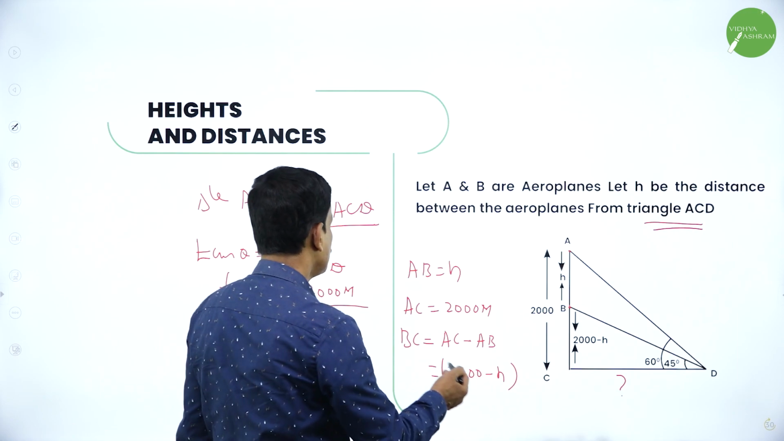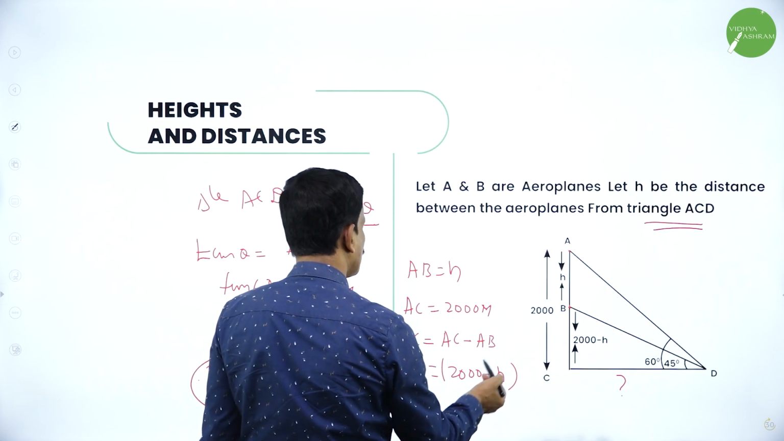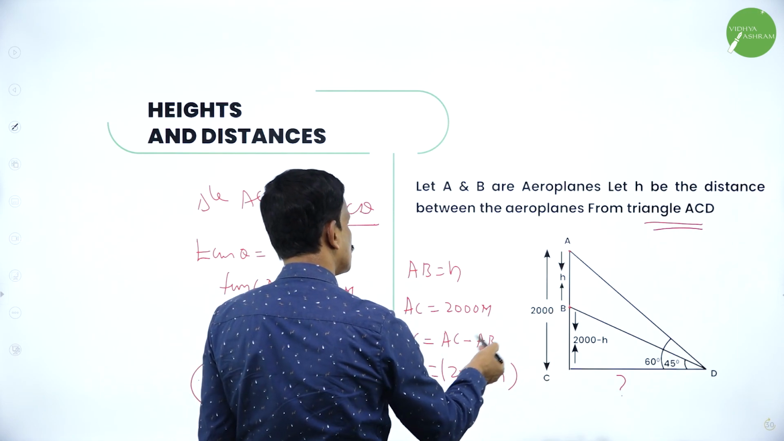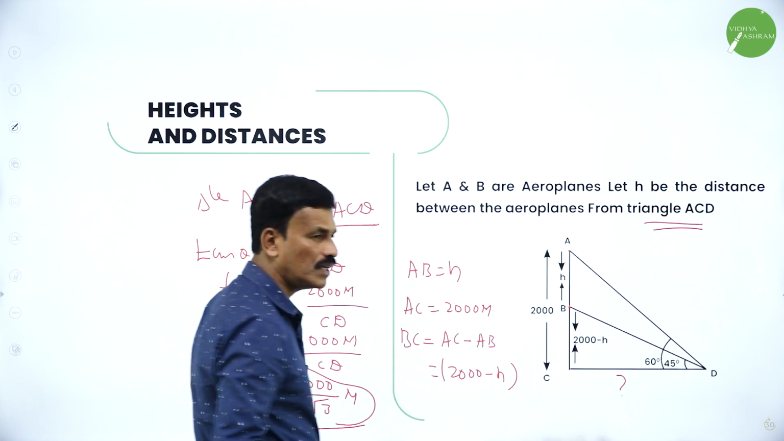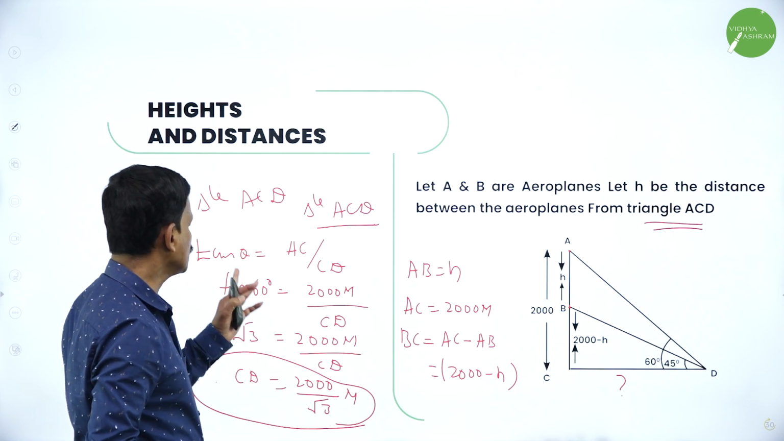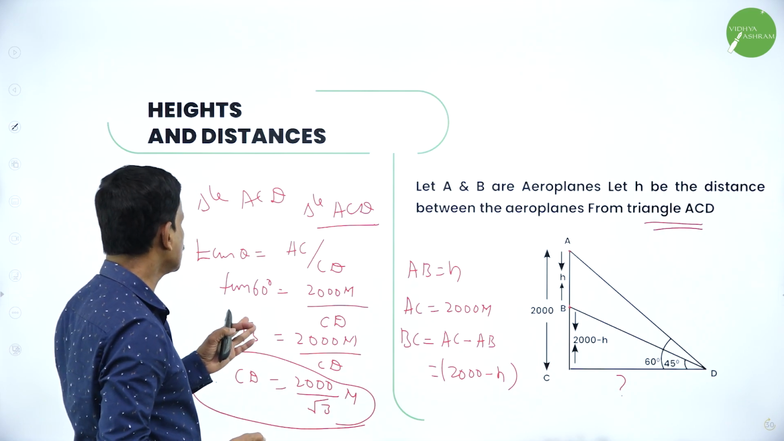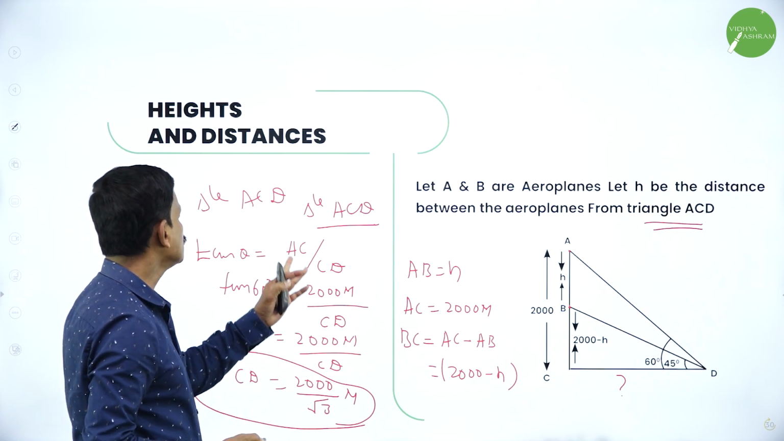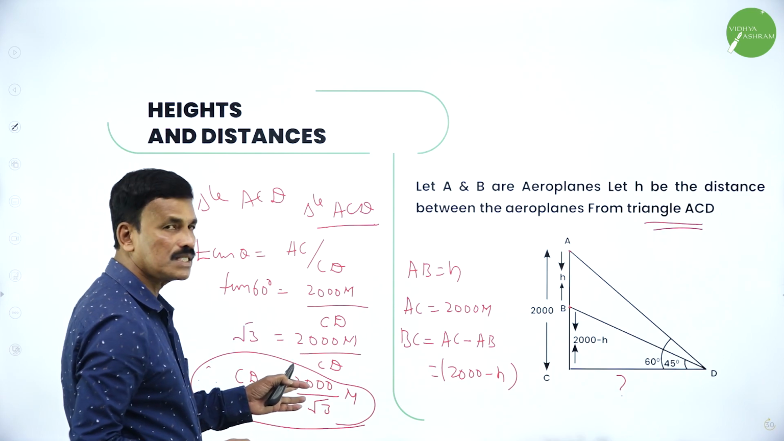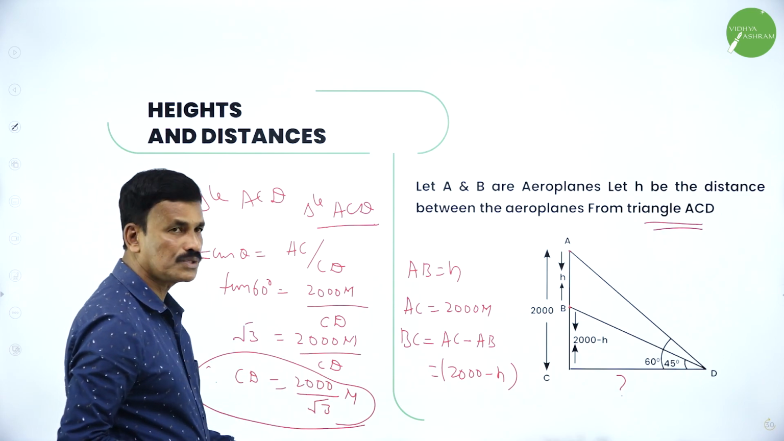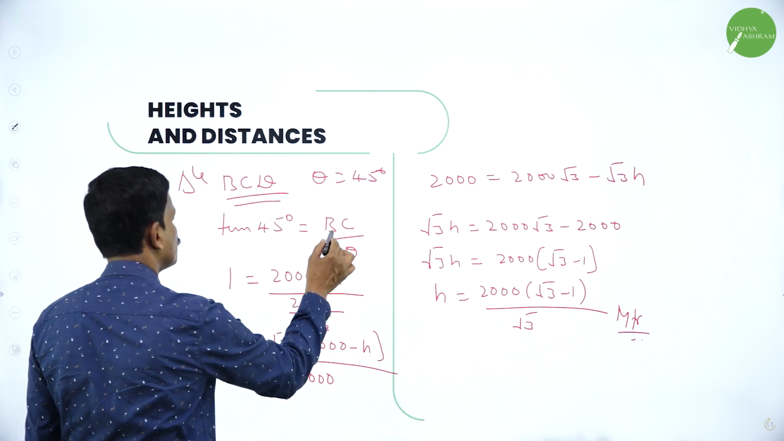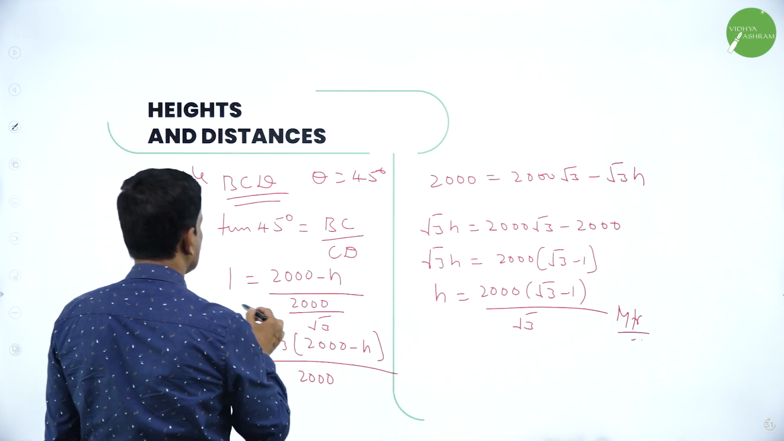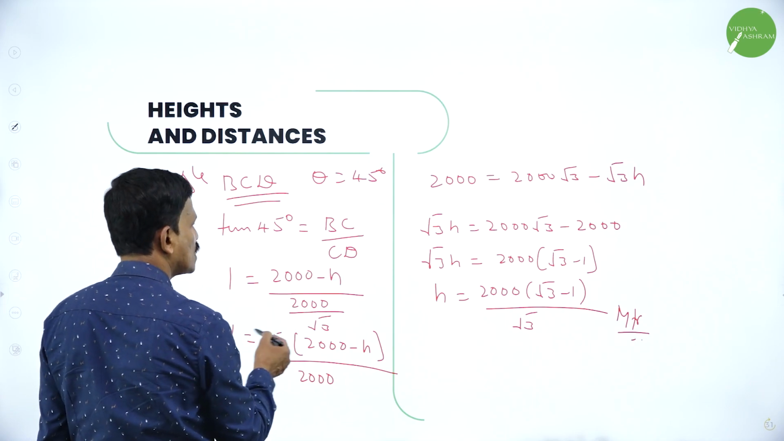See here. First find out the value of BC, since AC is given. BC is equal to AC minus AB, that is 2000 minus H. Then find out the value of CD. From triangle ACD, you will get tan 60 is equal to AC by CD. If you cross multiply, CD is equal to 2000 by root 3 meters. Another triangle, from triangle BCD, tan 45 is BC by CD, and tan 45 is 1. Substitute the values, cross multiply.